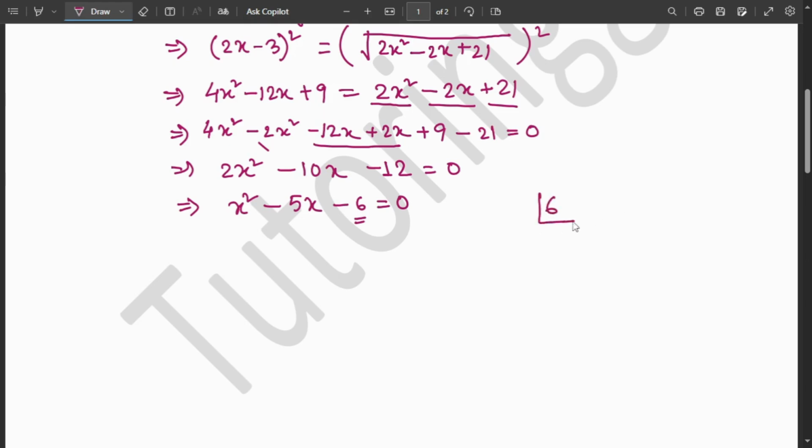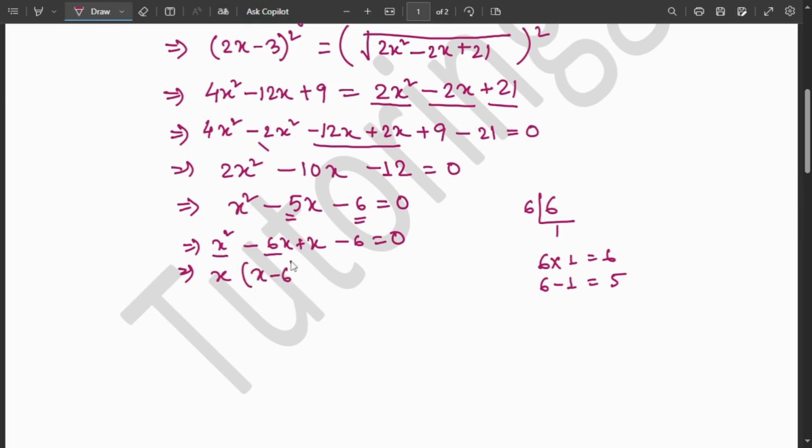So here 6 can be divided into 6 and 1. And 6 into 1 is equal to 6, and 6 minus 1 is equal to 5. It becomes this line. Now write x square minus 6x plus x minus 6 equals to 0. Now taking x as a common term from the first two terms, it becomes x minus 6, and plus 1, it becomes x minus 6 equals to 0. Now taking x minus 6 as a common term, (x minus 6) into (x plus 1) equals to 0.